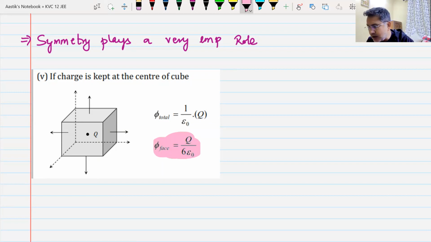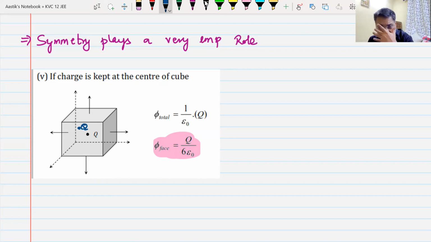Yes, sir. But if the charge is not placed at the center, if I offset it from the center and place the charge somewhere here, then remember the flux through the entire cube is still q by epsilon naught, but the flux through the different faces will not all be the same. They will be different. Do we understand this? Sir, how do you find out which faces will be the same and which will be different? I will try to make you understand that.